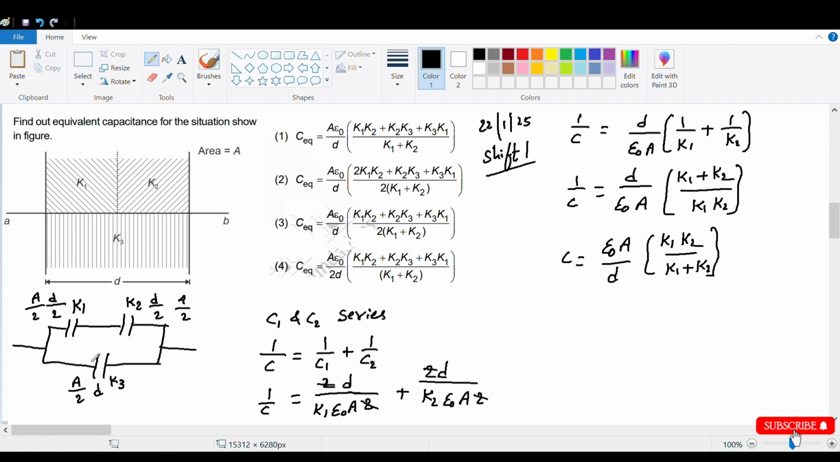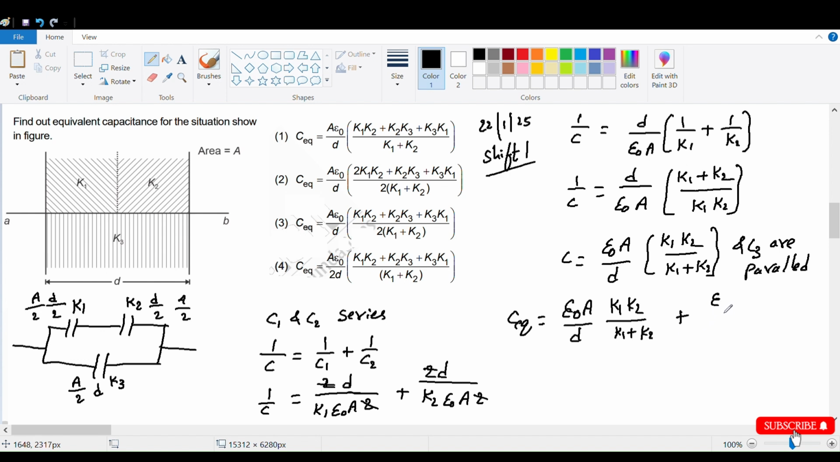Now this is in parallel with the third capacitor C3. So C and C3 are in parallel. In parallel, just add them. So the final C equivalent is equal to C plus C3. What is C? C is epsilon naught A by D times K1 K2 by K1 plus K2, plus C3.